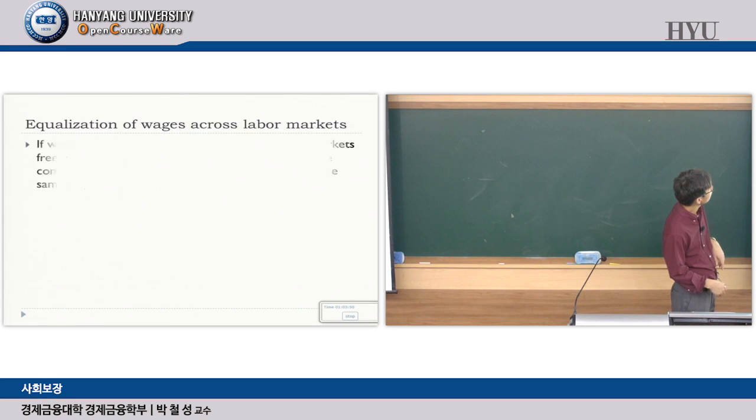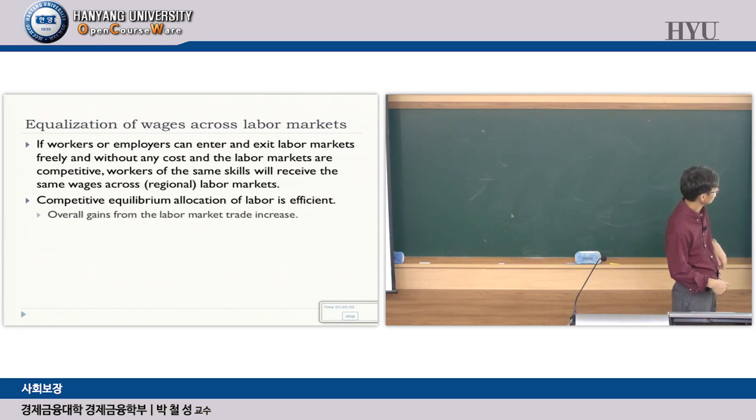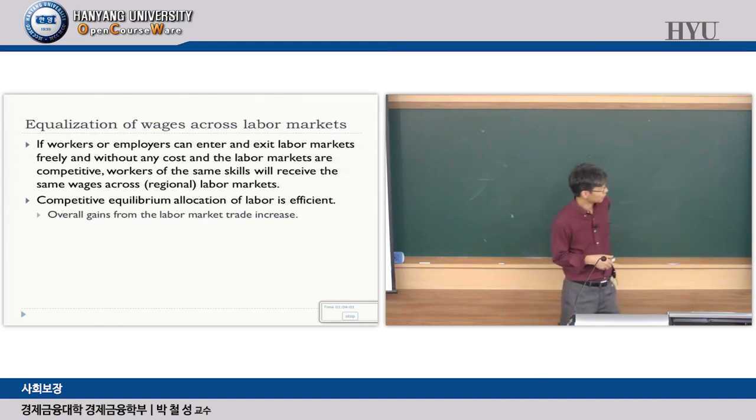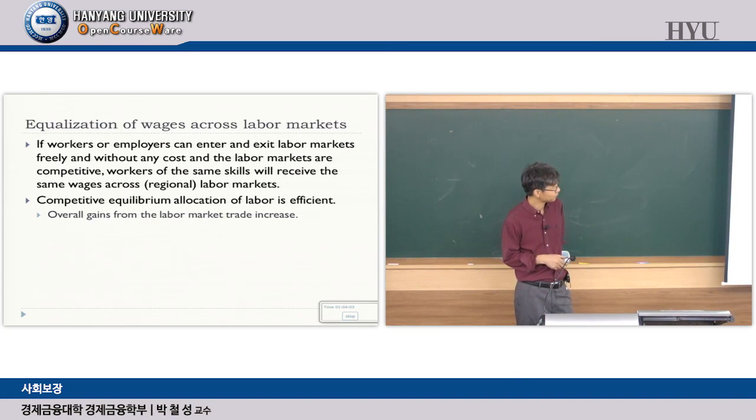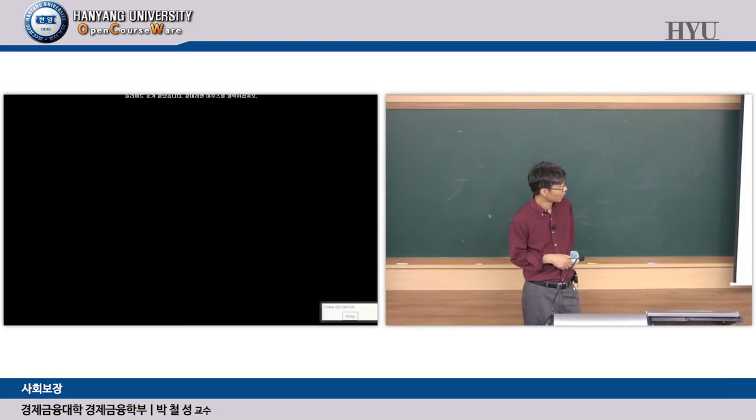So that's the thing that I just said. Competitive equilibrium allocation of labor is efficient because the overall gains from trade increase.